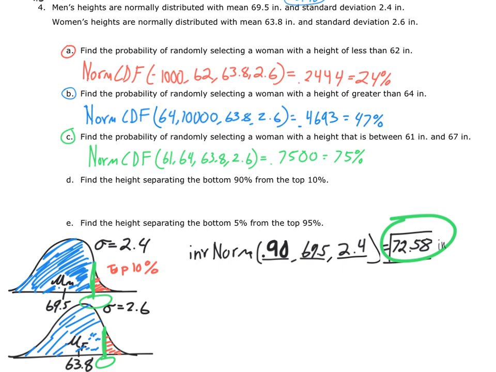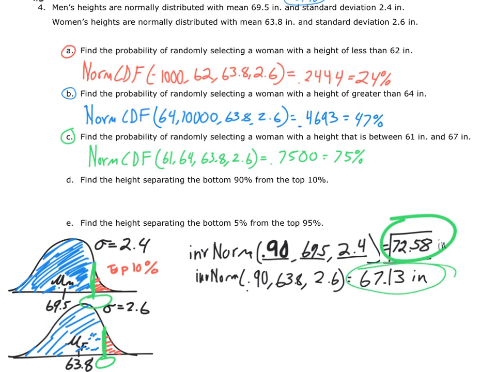If I wanted to repeat this process for the female, I would just use the same function, inverse norm. I'm going to be using the same value, 0.9. The only thing that changes is going to be my mean and my standard deviation. In this case, that turns into 63.8 and 2.6. When I end up calculating that for the female, I get a measurement of 67.13. And again, remember this is inches, because that is the measurement that's going along with that limit that separates the bottom 90% to the top 10%.